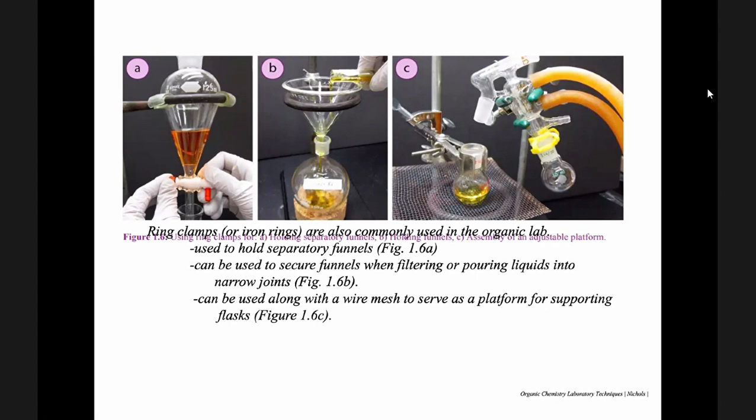Now, the ring clamps or the iron rings are also used to hold separatory funnels and to secure funnels when filtering or pouring liquids into narrow joints. Those are the uses of ring clamps. And then we have the wire mesh or the wire gauze to serve as a platform for supporting the flask, also during heating.